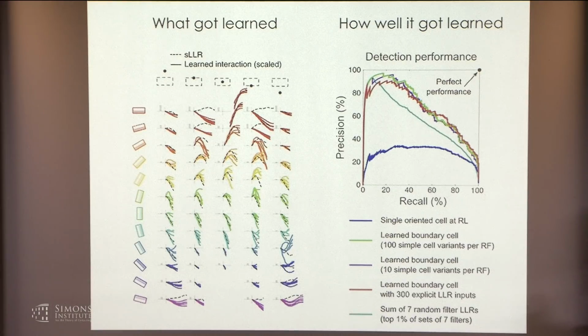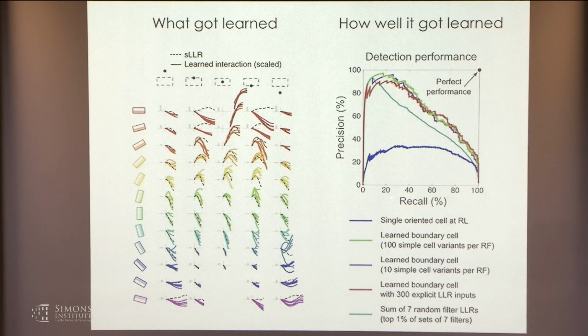A good way to quantify how well you do in a classification task, especially when you have rare targets. Edges and boundaries are very rare in natural images. So if you just said no all the time, you'd be right like 98% of the time. And you wouldn't want to just say, oh, I'm right 98% of the time, because 100% of the time you say, no, I don't see a boundary.